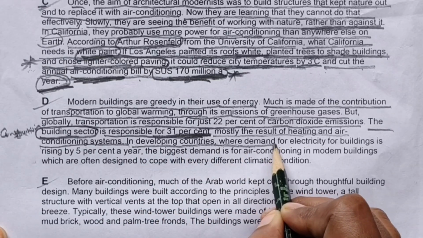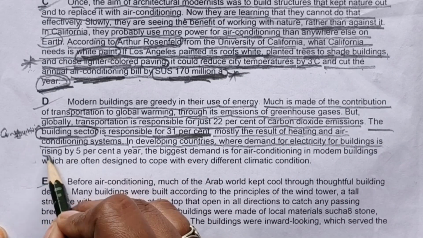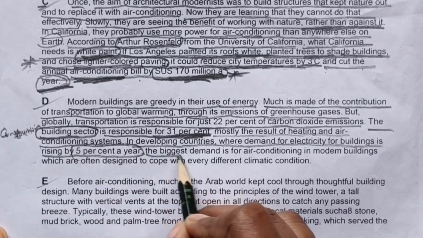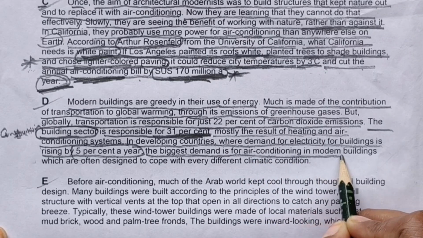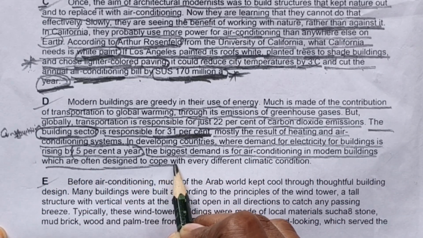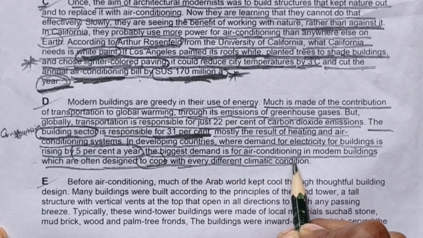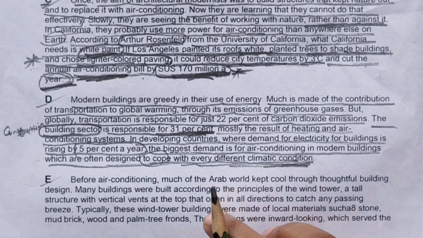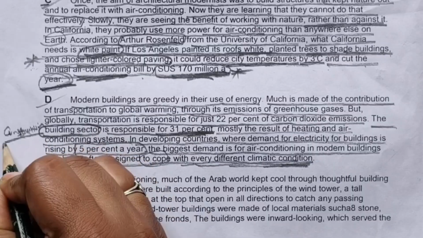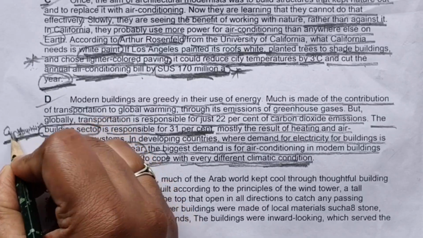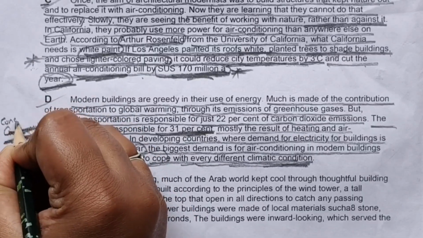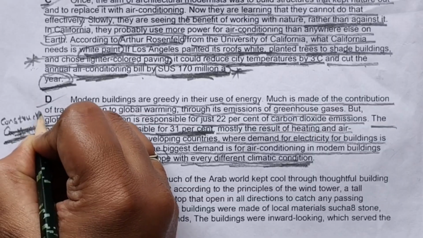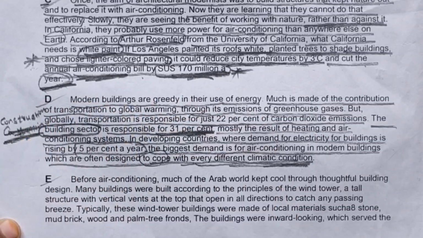In developing countries where demand for electricity for building is rising by 5% a year, the biggest demand is for air conditioning in modern buildings, which are often designed to cope with every different climatic condition. So we have seen building sector means construction sector. Construction, they are talking about the construction sector.